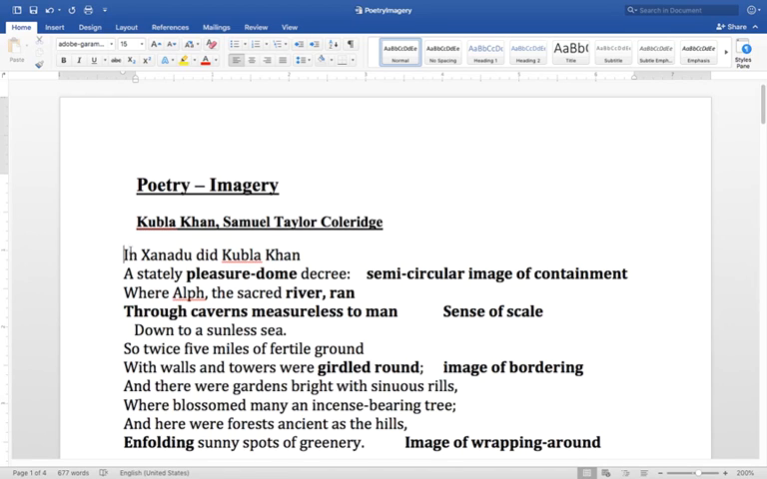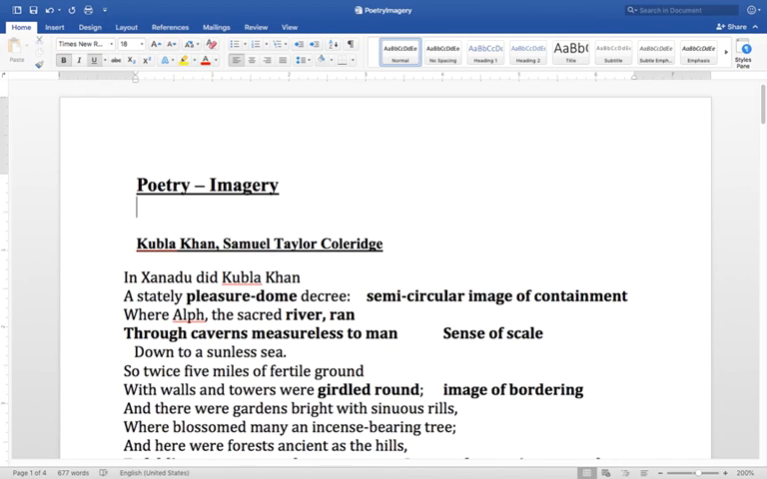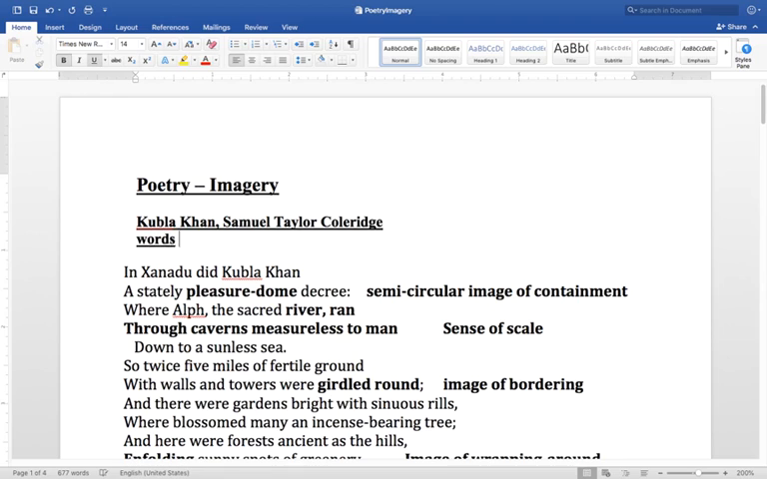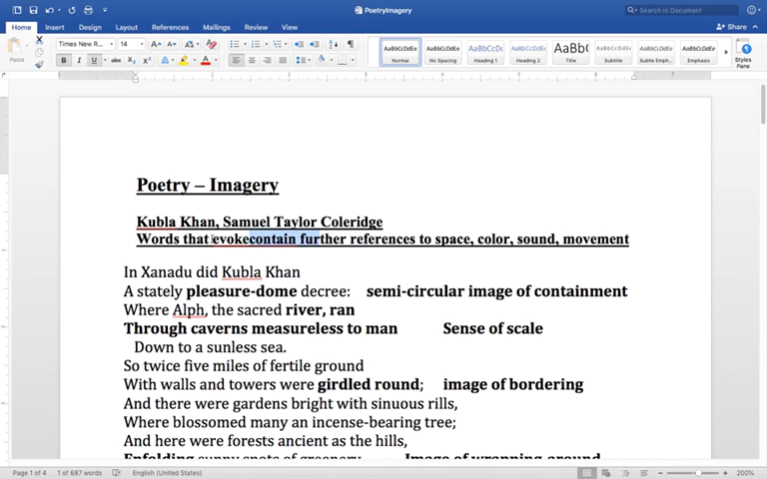In Xanadu did Kubla Khan a stately pleasure dome decree. And so a couple of things to note about imagery. Imagery works through words that contain further references to space, to color, to sound, to movement. These are words that are evocative, right? They evoke space, color, sound, movement, and this word evocation is super duper important, right? Because poetry depends upon words and how words carry certain connotations and denotations. Words that evoke space, color, sound, and movement are words that can be used to create imagery.